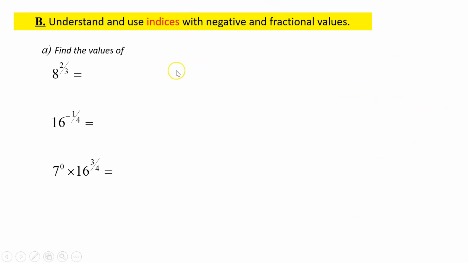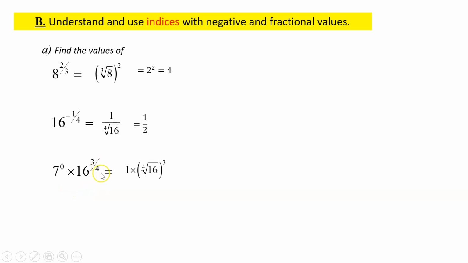Second topic, we've got indices: indices with negative and fractional values. If we've got 8 to the power 2/3, that means I want the cube root of 8 and square the answer. It's usual to do the root first and then square the answer. So the cube root of 8 is 2, 2 squared is 4. A negative power means I put it on the bottom. So I've got 1 over the 4th root of 16, which is 1 over 2, so a half. Anything to the power 0 is 1.